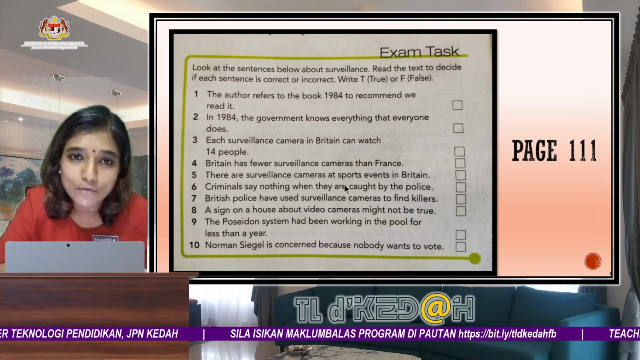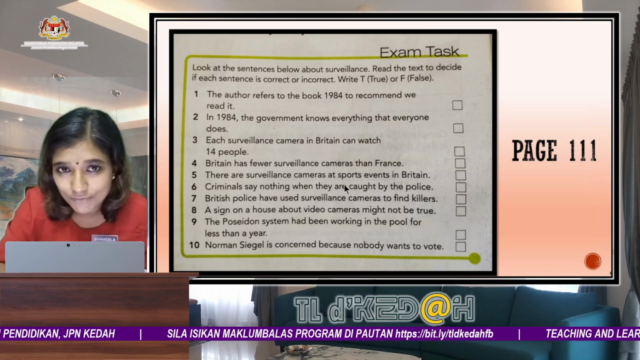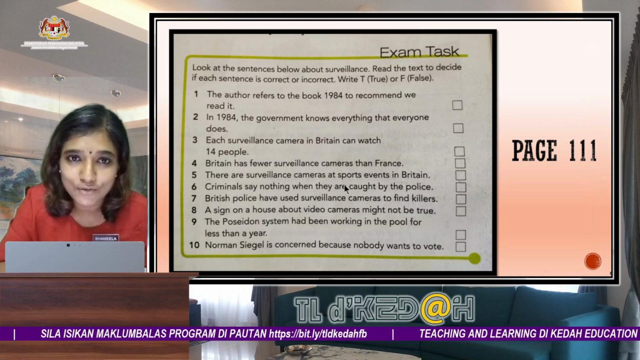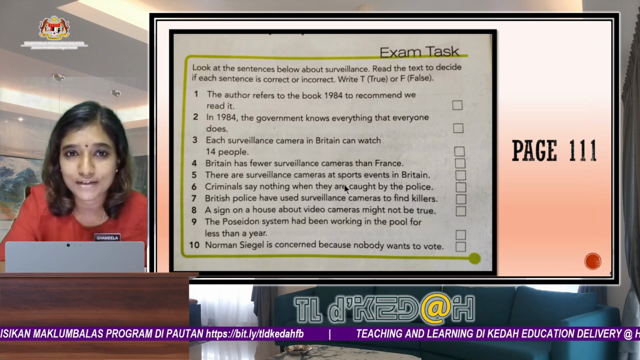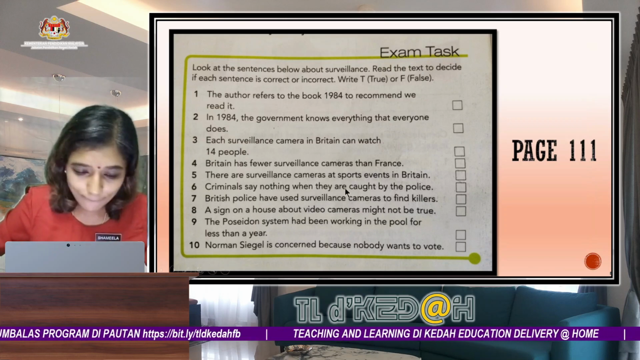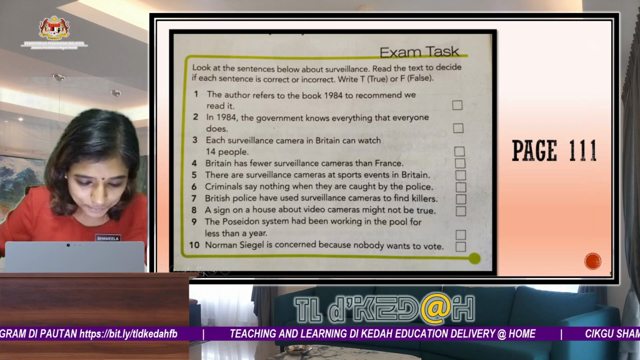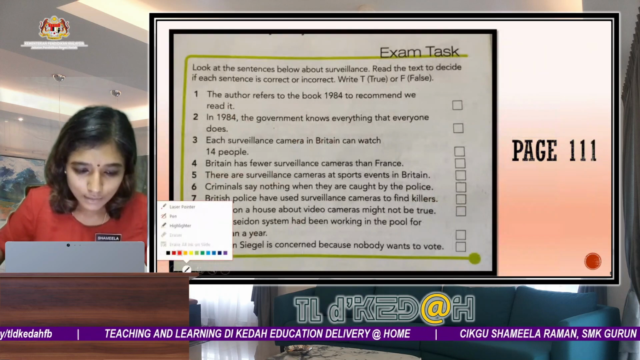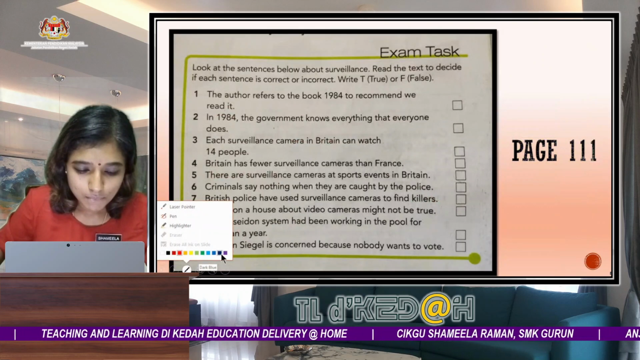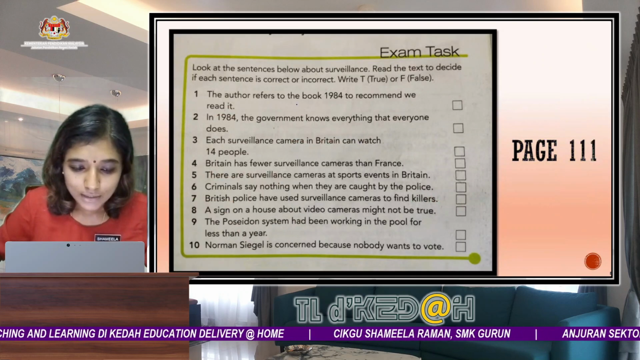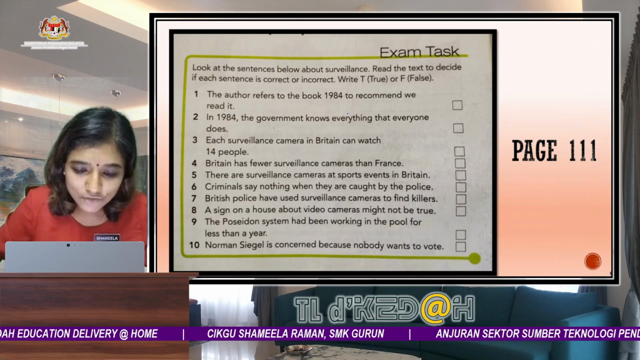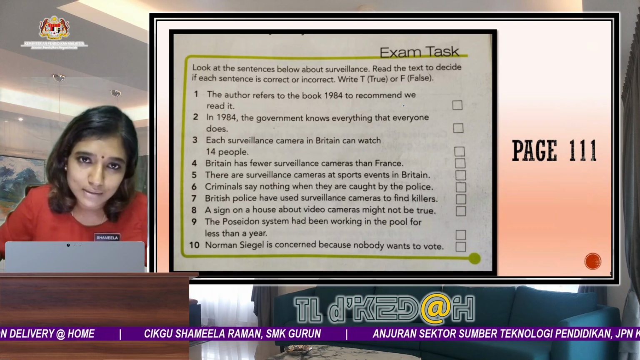Write true or false, T or F. Okay, you need to go back to your text, back and forth, and you find the answers. Okay, I'll be doing this with you. Okay, the author, writer, refers to the book 1984 to recommend we read it.